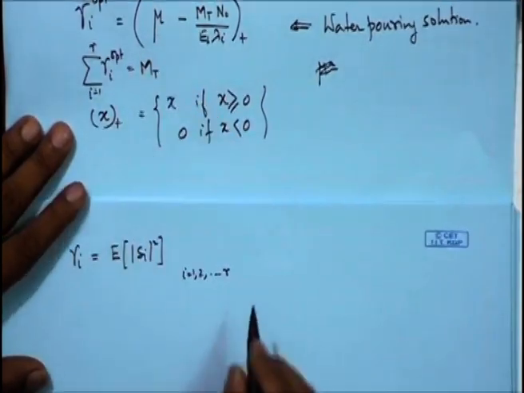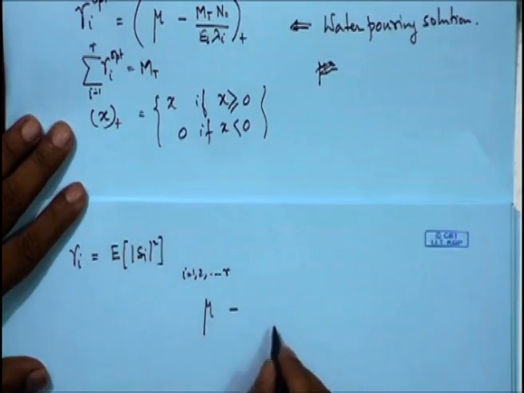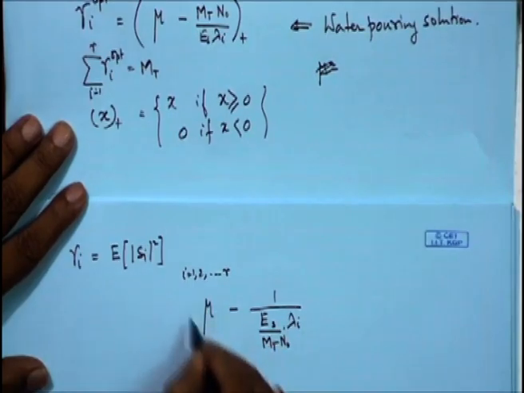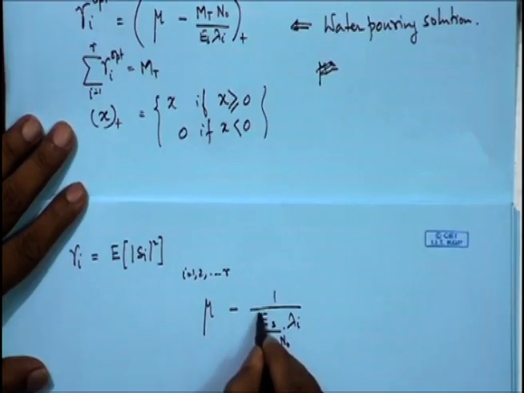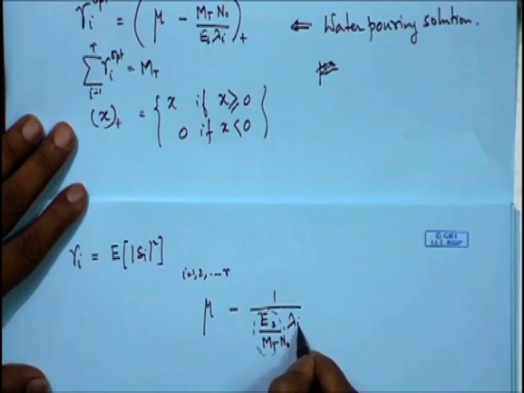So, when we have this, we could write this as mu minus 1 upon Es by mt N naught times lambda I. So, what is this? This is some constant, take away 1 upon Es by mt N naught times lambda I. Es by mt is the equal power. Lambda I is basically the channel strength, because lambda I is the ith eigenvalue of H Hermitian, or the ith mode of the channel.